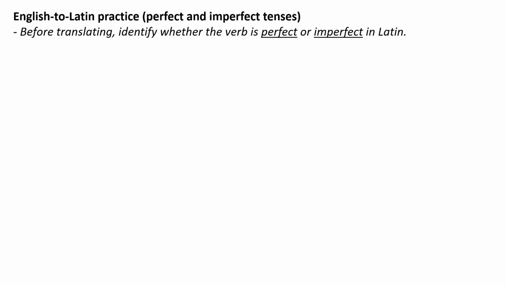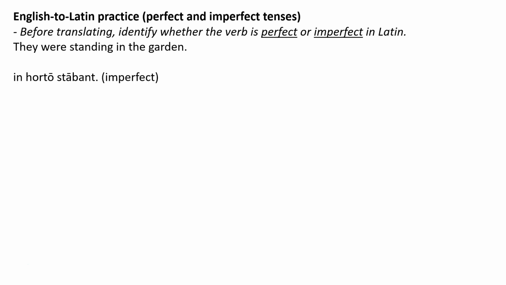The last page is similar. They were standing in the garden. And I apologize for any noise. So this is imperfect tense with an NT. In horto stabant, with BA for imperfect tense. Of course it's in the garden, not into the garden, so we have in horto, not in hortum.